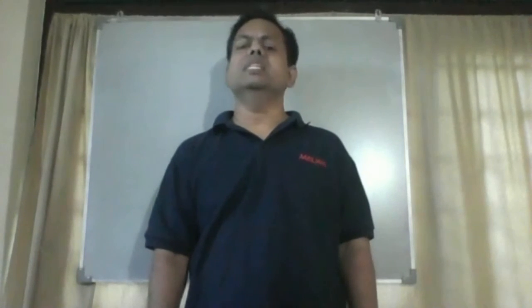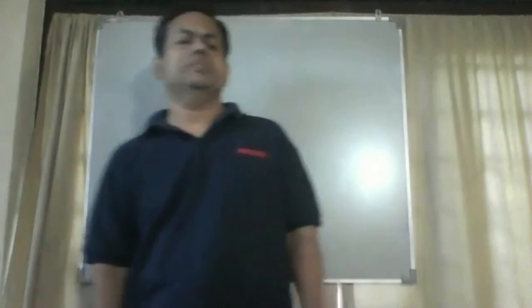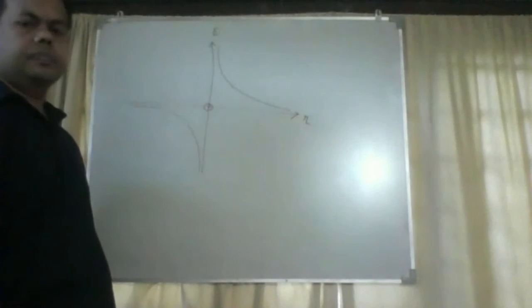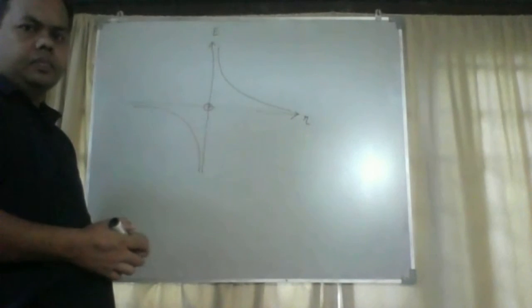Graphical representation of the variation of field intensity around a positive point charge. Around a negative point charge.